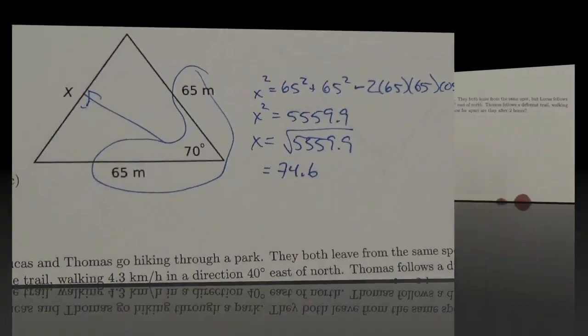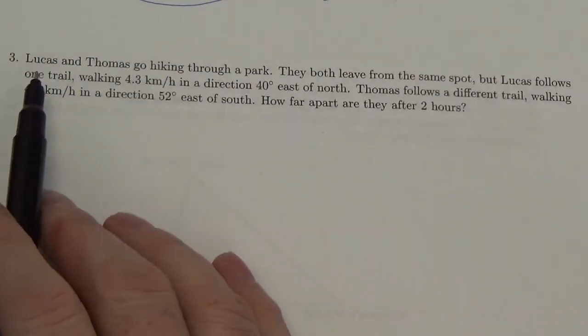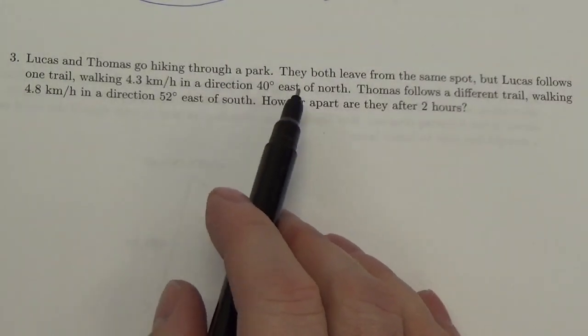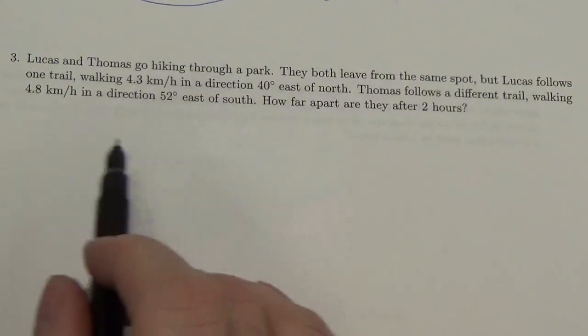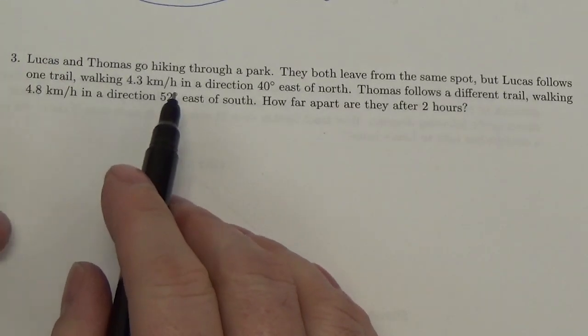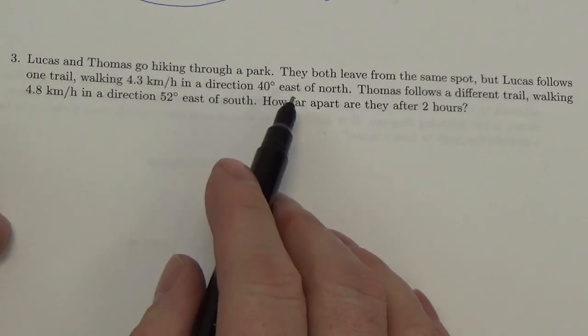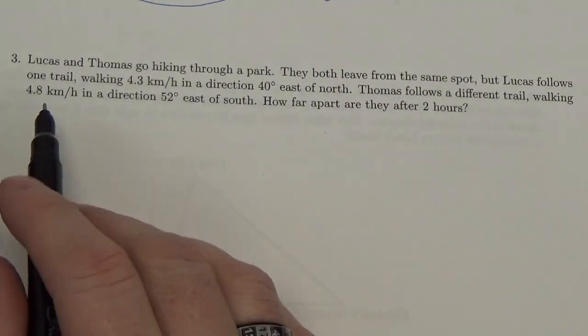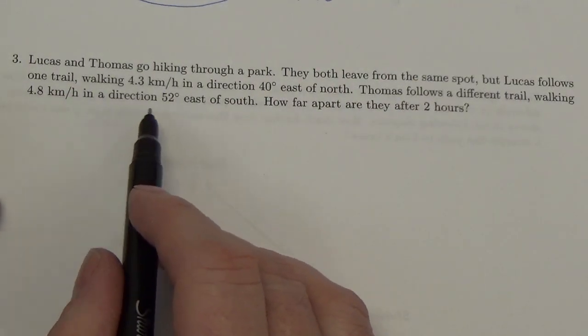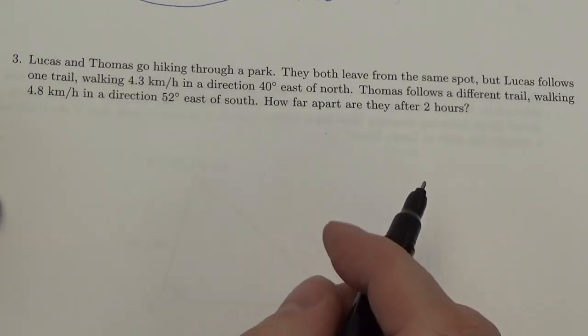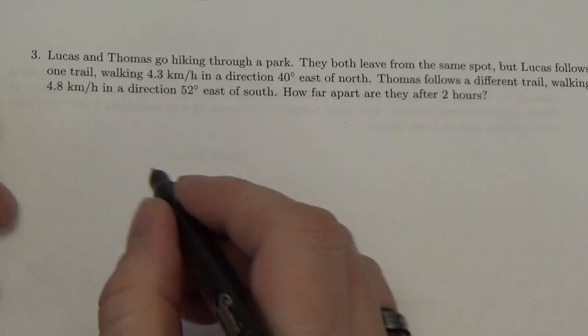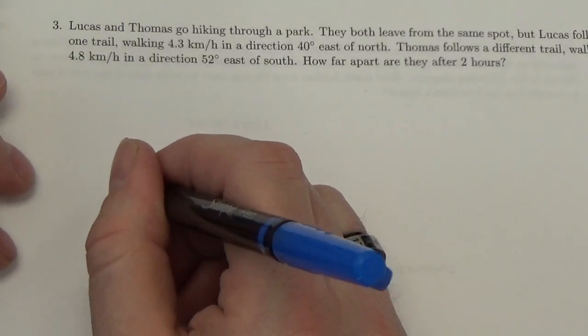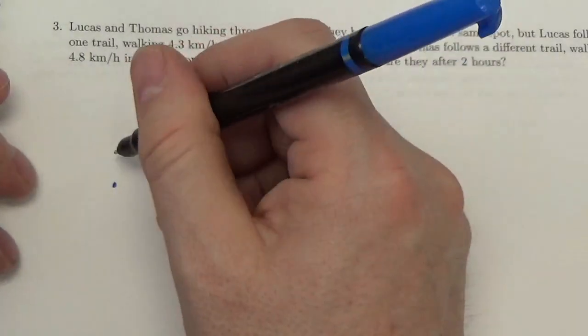So that makes sense. Okay, so in this problem we read that Lucas and Thomas go hiking through a park. They both leave from the same spot, but Lucas follows one trail, walking 4.3 kilometers an hour in a direction 40 degrees east of north. Thomas follows a different trail, walking 4.8 kilometers an hour in a direction 52 degrees east of south. Okay, so let's say that this is where they start. We've got to get a kind of visual on this.